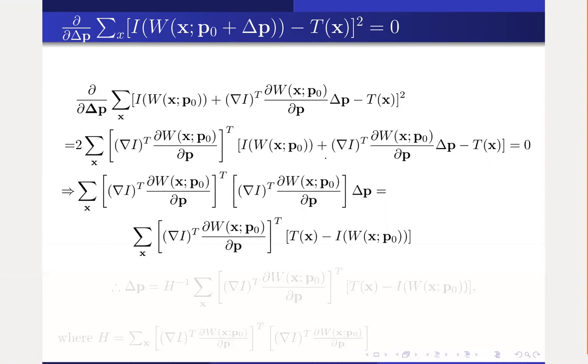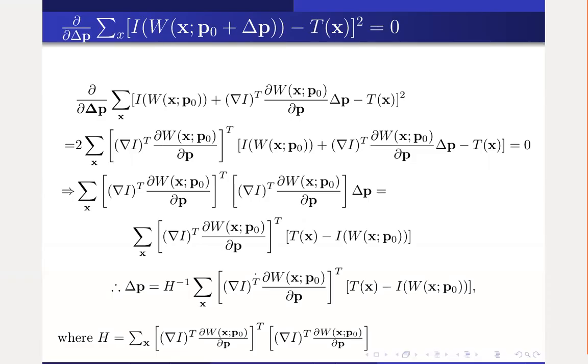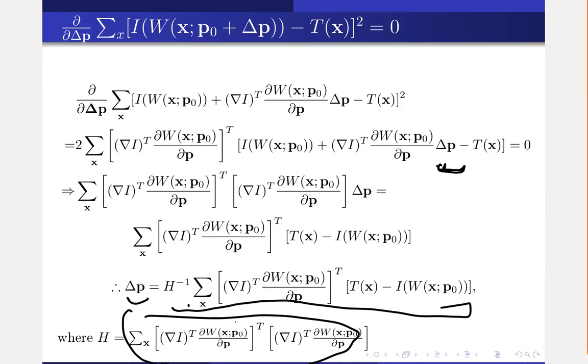Then it's really algebra. You move terms around, then you can group the delta P. We are interested in delta P, so we compute delta P equal to this. We simplify a little bit, and I call this expression, this sum here, H, and then I can just write delta P as here. It looks a little bit ugly, but it's just simple algebra.